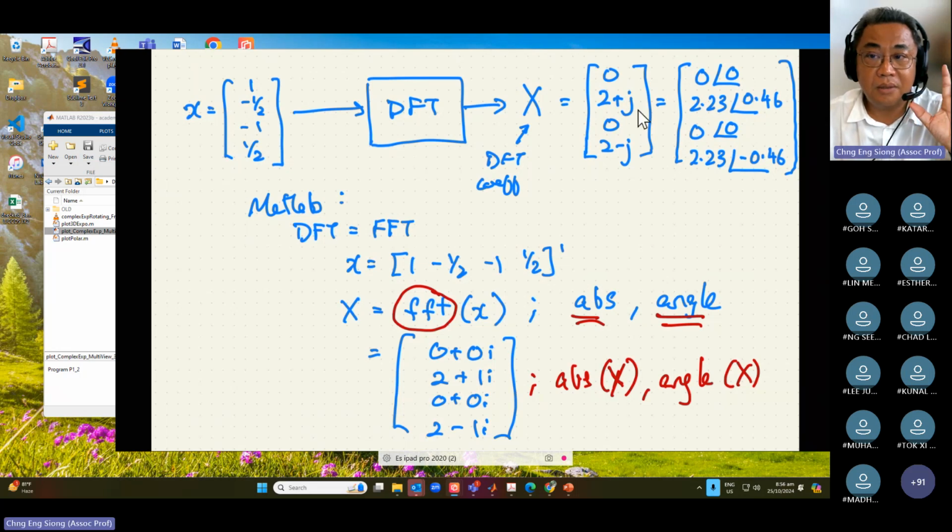And then now we interpret the values. The values are rectangular, which is not very nice to interpret. Instead, we convert it to magnitude and phase. Now, once we understand this, let's go back to the picture. Magnitude and phase. Okay, just remember that.